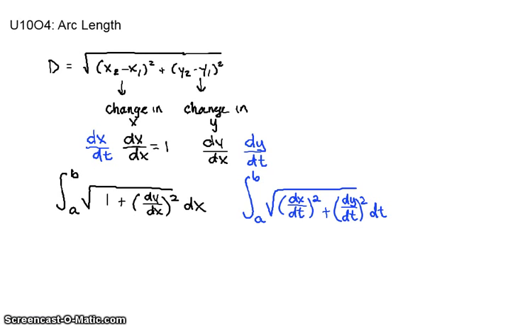So we're either going to be integrating the distance formula in terms of x or in terms of t, which means we're either going to do 1 plus the derivative of y squared, or the derivative of x squared plus the derivative of y squared, and we take the square root. So let's look at one quick example, and then we'll call it quits on the video.